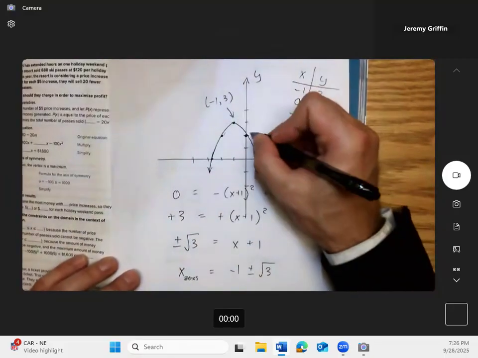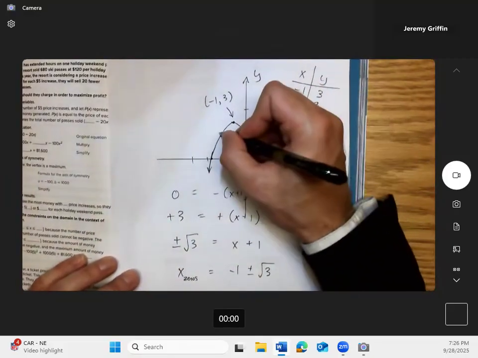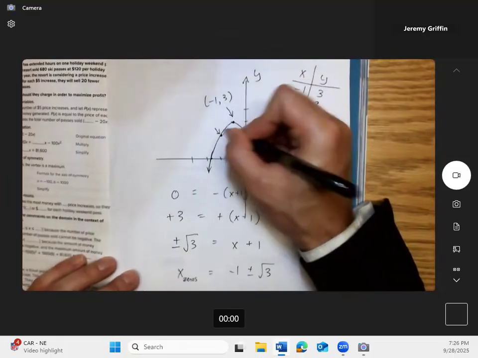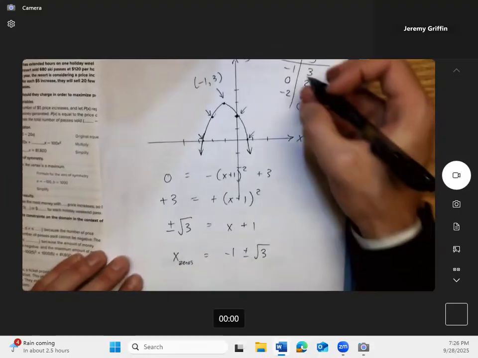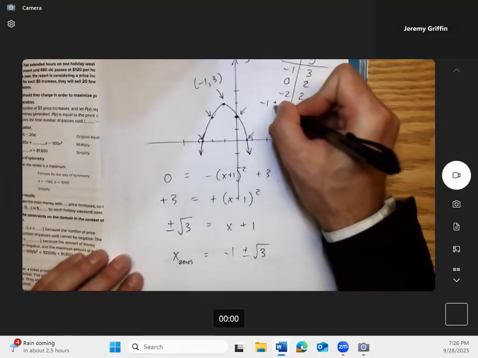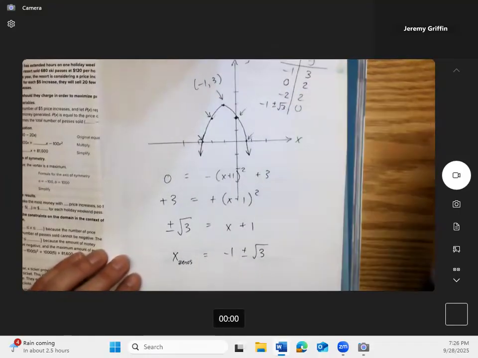So we got vertex, we got y-intercept, we got this symmetrical point over here. We got a couple of x-intercepts, which are a little trickier to work out. It's -1 plus or minus the square root of 3. Right, okay. Those are there too.